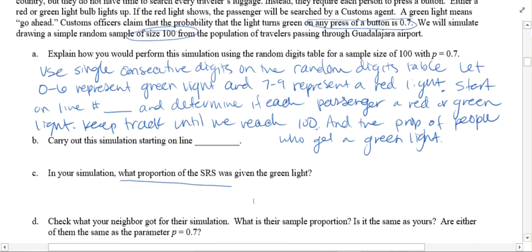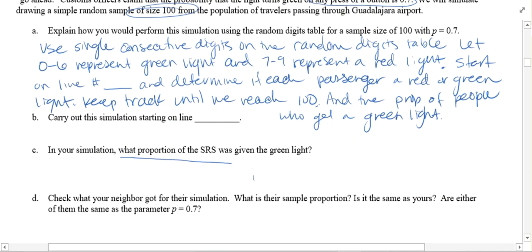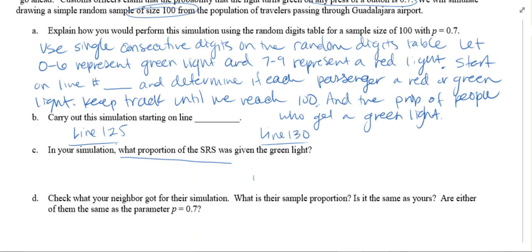All right, so carry out the simulation starting on line. What I've done in the past is every other row, I usually either assign line 125 or line 130. Okay, so usually I have you go every other row, so half the class is doing line 125, half is doing line 130. The reason I do this is because when you do it, then you get slightly different answers.